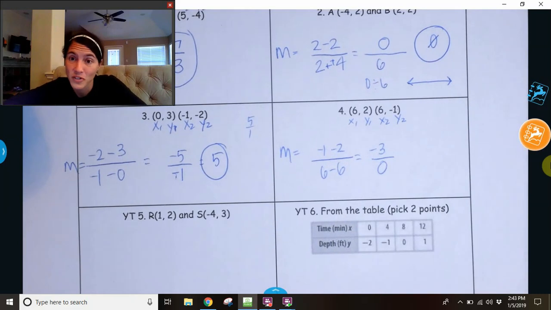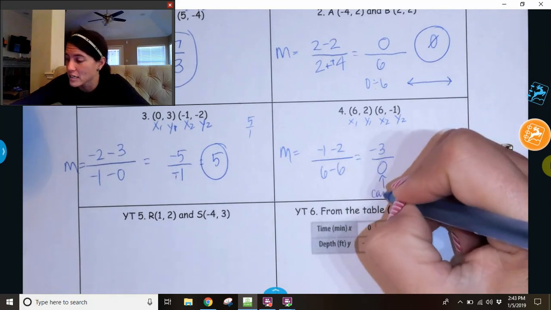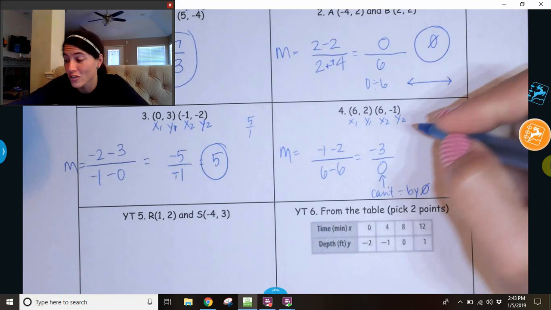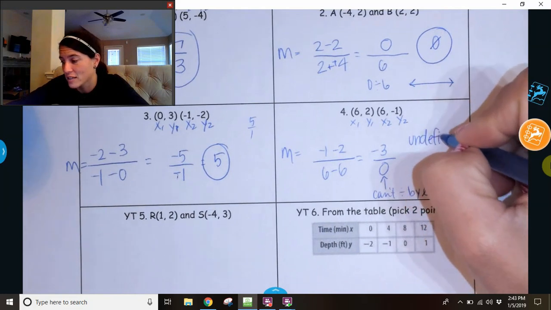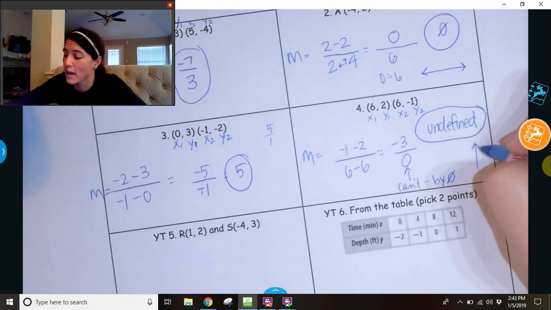6 minus 6 is 0. So now you have a choice. You have 0 in the denominator. So type that into your calculator. -3 divided by 0. Okay, can't divide by 0. So your calculator is going to tell you error, and this is undefined. Undefined. This line would be a vertical line.